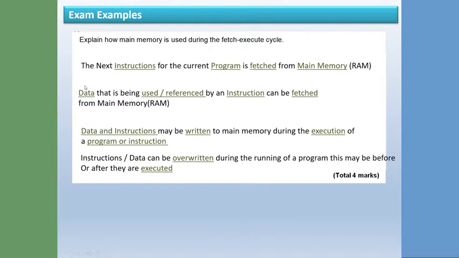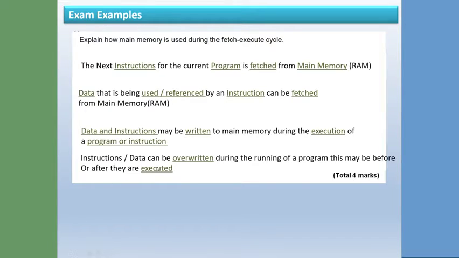So we're talking about instructions and we're also talking about data. Okay, there's 2 marks. Data and instructions may be written. So that means we're not fetching anymore, we're writing stuff back to our main memory. Okay. So data or instructions may be written back to main memory during the program. Okay. And then finally, instructions or data can be overwritten during the running of a program. This may be before or after they're executed.